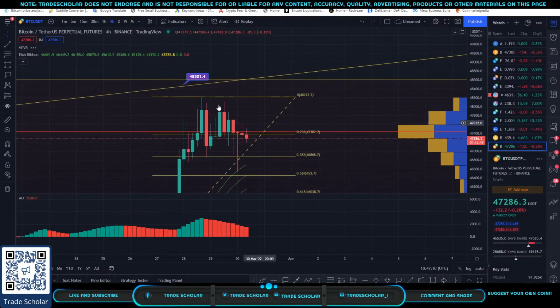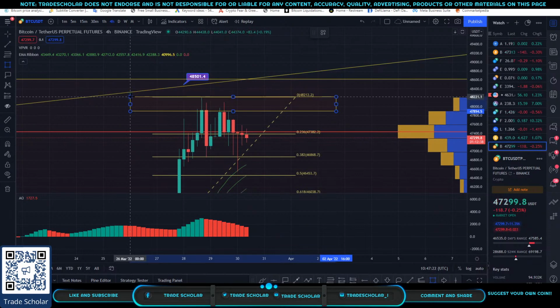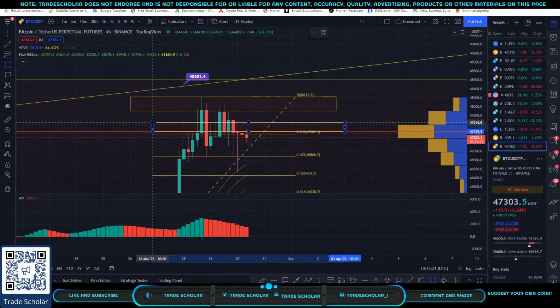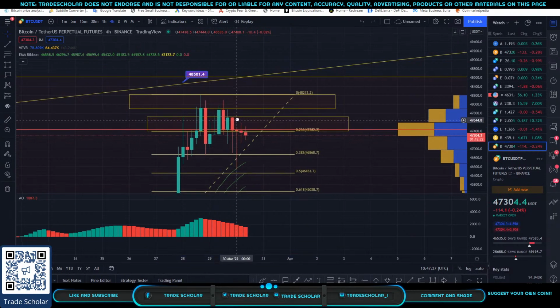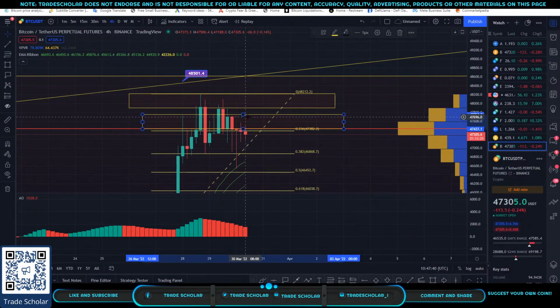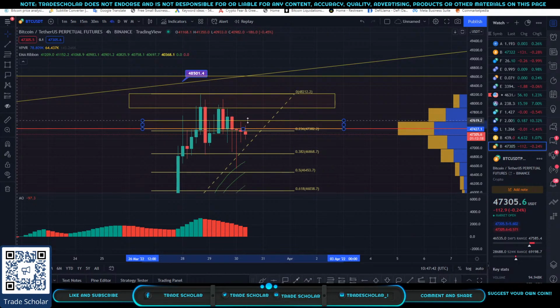So we are finding support here. If you're gonna put your stop loss, put it at least above this zone here, because there is a mini supply zone here. Okay, this mini supply zone is right here. You can put your stop loss here, and another supply zone right here. Or you can pull it up to here.